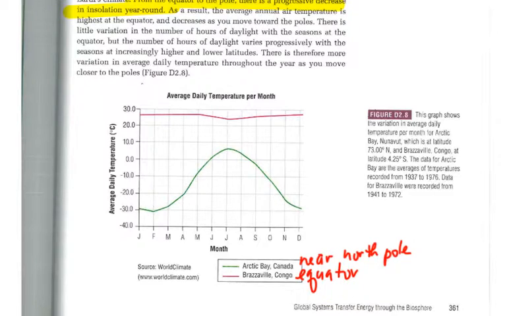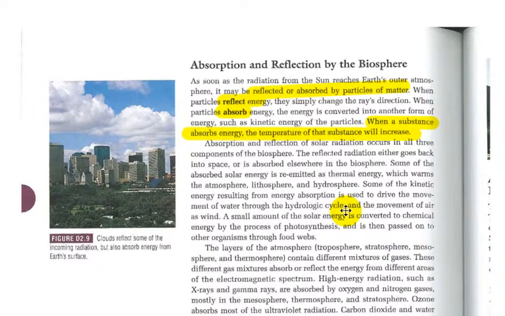Okay. There are other things, though, that happen here. Absorption and reflection by the biosphere. As soon as the radiation from the sun reaches the Earth's outer atmosphere, it may be reflected or absorbed by particles of matter. When particles reflect energy, they simply change the ray's direction. So particles floating in the air could reflect incoming sun radiation, or of course they could absorb the energy.